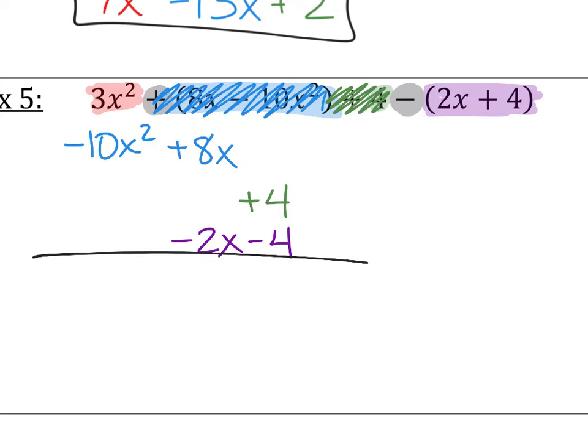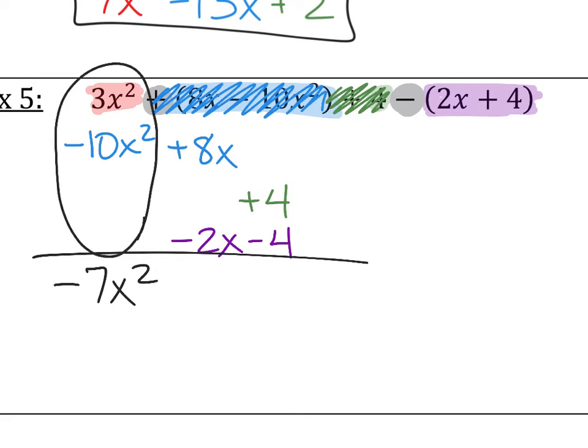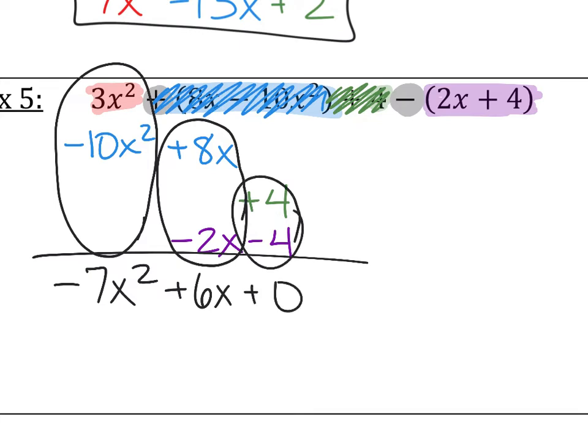You've lined up all of the like terms. 3x squared plus negative 10x squared is negative 7x squared. I did this. Do y'all see that? I added those two things. And then I'm going to add straight down 8x plus negative 2x, that's positive 6x. I added these two. Those are my like terms. Then I have 4 plus negative 4. What is 4 plus negative 4? 0. So I can put plus 0 at the end.